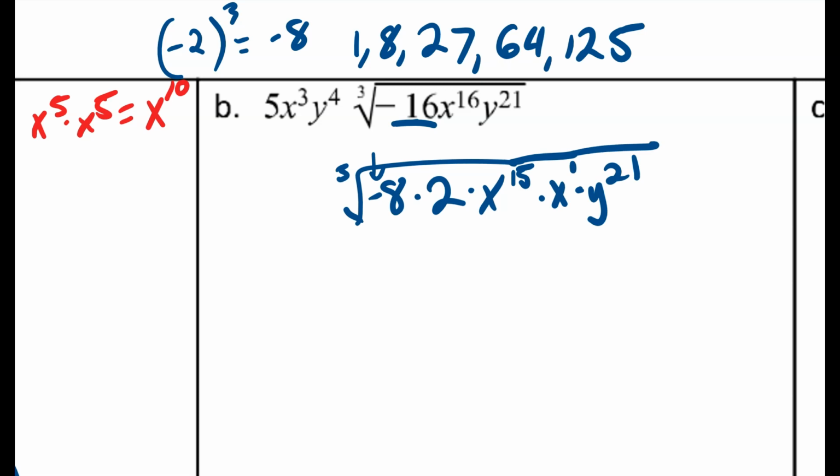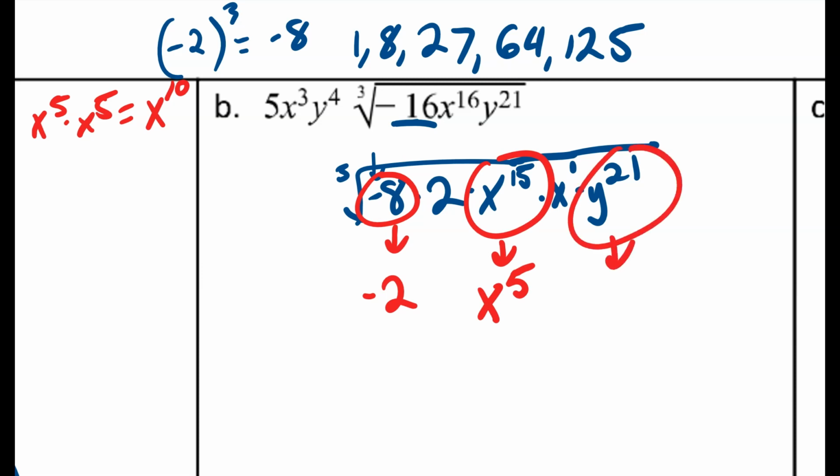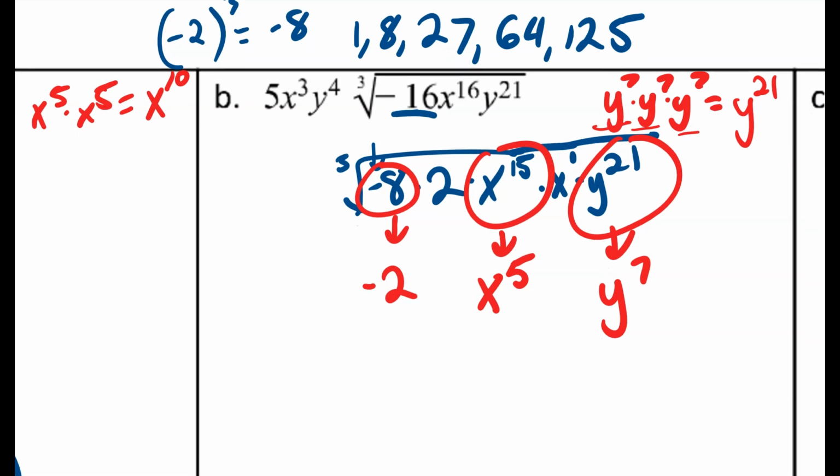Because remember the rule is we want the exponent for the variable to be divisible by 3, and that'll make it a perfect cube. So the cube root of negative 8 is negative 2. The cube root of x to the 15th is just x to the 5th. And the cube root of y to the 21st is y to the 7th. The whole reason behind that is that if I multiply y to the 7th to itself 3 times, I'll get y to the 21st. And that's what a cube root is asking us. What do we need to multiply 3 times to get what's under the radical?